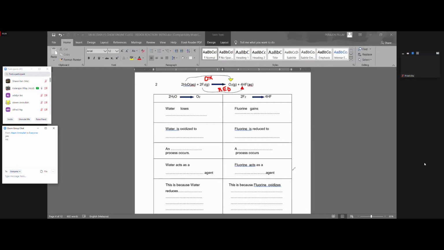On Thursday, we'll go to the transfer of electrons and oxidation number. Okay, are you all ready? All right. Another 30 seconds more, and then we'll try.